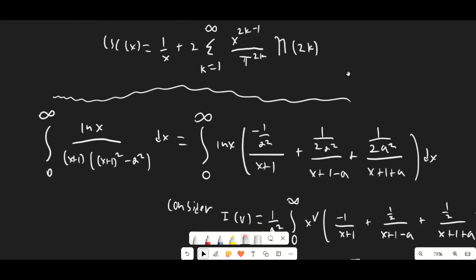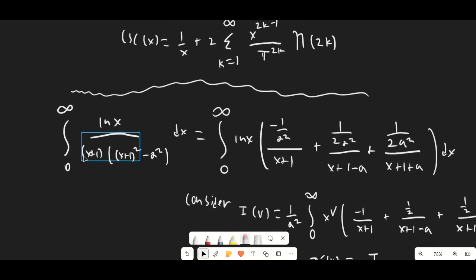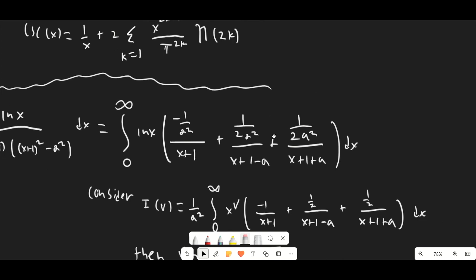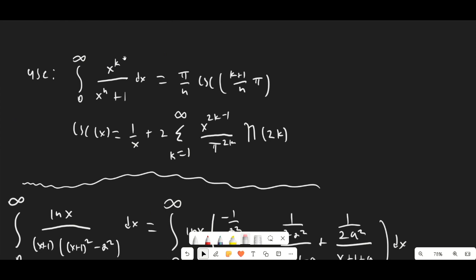So the first thing we need to do when splitting up this integral is split it up into several different parts using partial fractions. I've gone ahead and done that, and we're going to end up with this. As you can see, we have ln x times a bunch of constants over x plus some other constants, and so we're going to want to try and apply this formula right here.